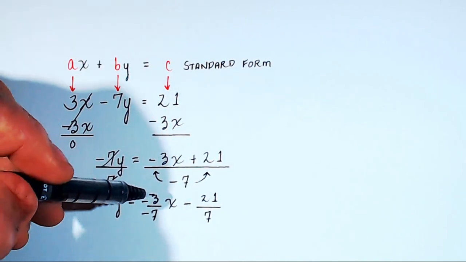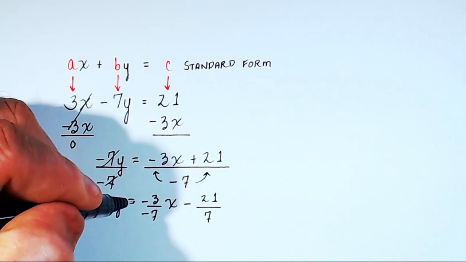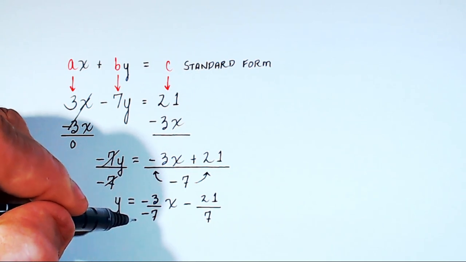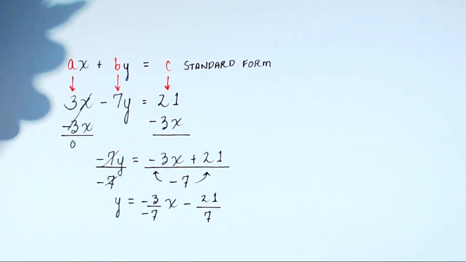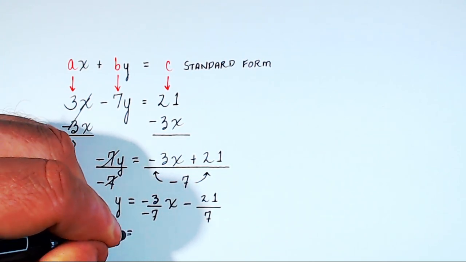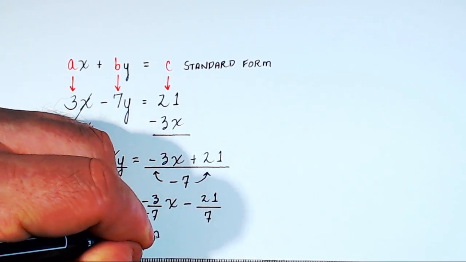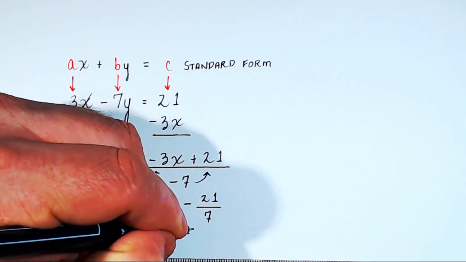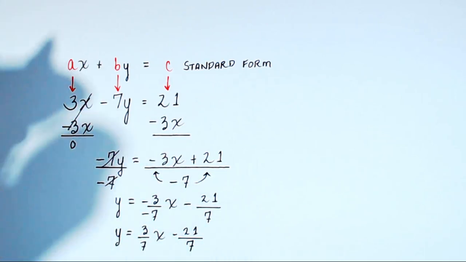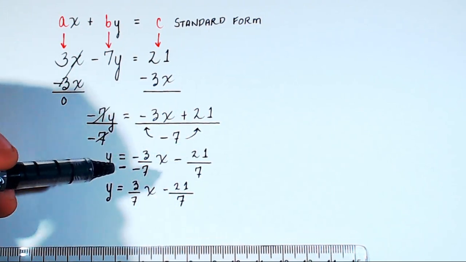Now let's take a look. We have a negative and a negative for this x coefficient. This is the m factor: negative 3 divided by negative 7. We can eliminate those negative signs because a negative divided by a negative is a positive. So we can rewrite this yet again: y equals 3/7 x minus 21 over 7. This looks like it's in slope-intercept form, and it is. But we can actually go further and reduce these fractions.